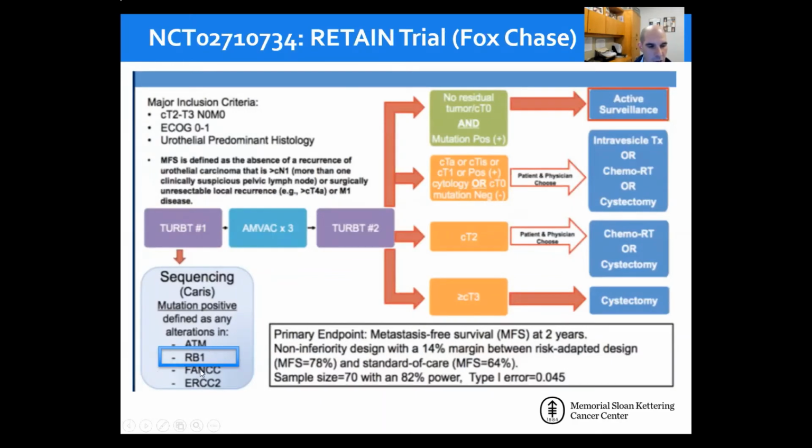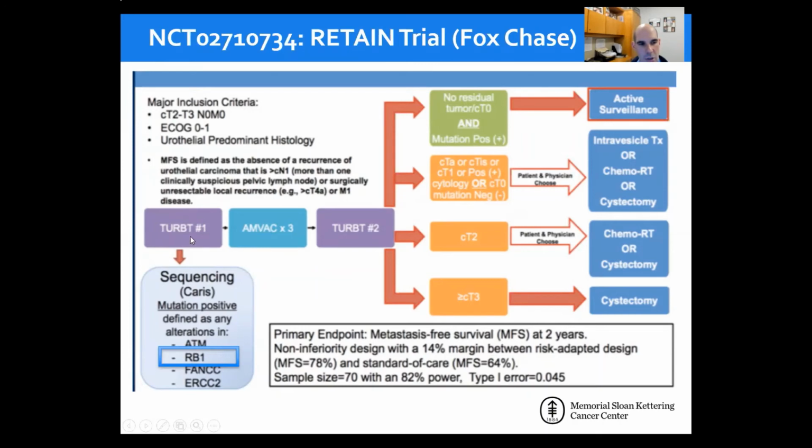They're also including RB1, which there's a little bit of controversy about whether or not that's actually a DNA damage repair gene. It's also, out of all the genes that are listed here, the most commonly mutated in bladder cancer. So we'll have a better idea about whether or not RB1 is actually sensitizing to cisplatin chemotherapy based off the results of this trial.